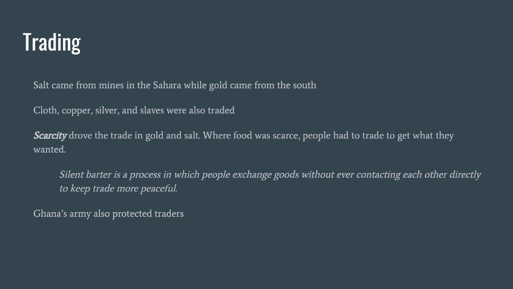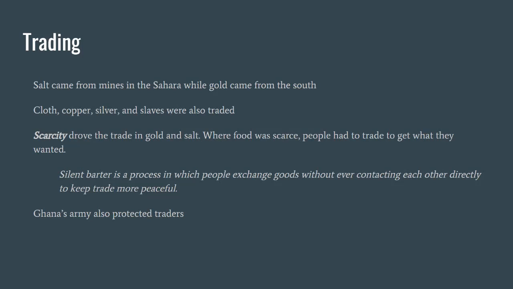So one thing that drives the trade is scarcity. Scarcity is when you do not have enough of an item for what people need. So for example, right now, people are looking for toilet paper and paper towels, as well as cold medicines, because people are getting really sick. So if you were to go to the store right now, those items would be scarce. You would not be able to find many of them.